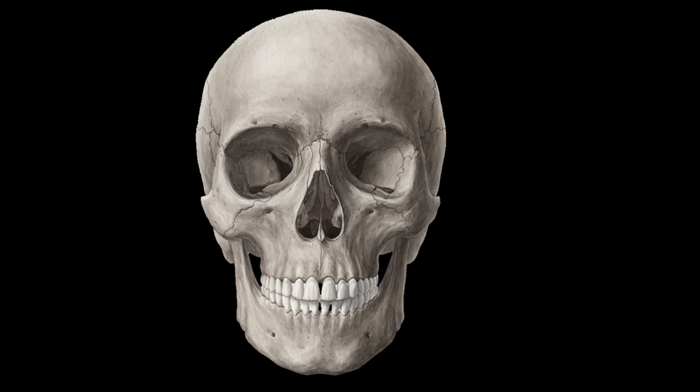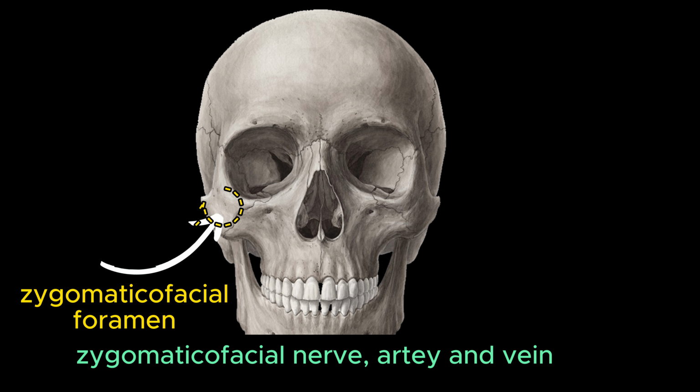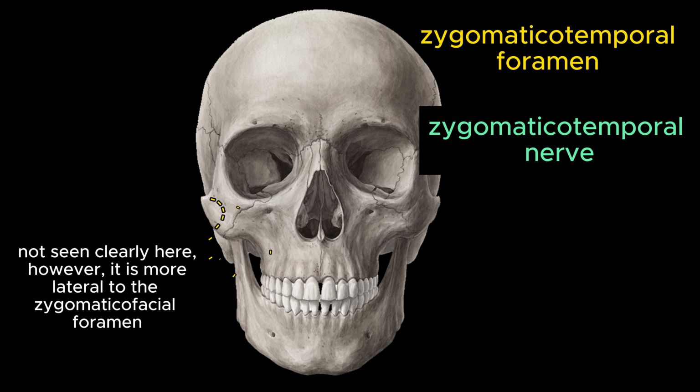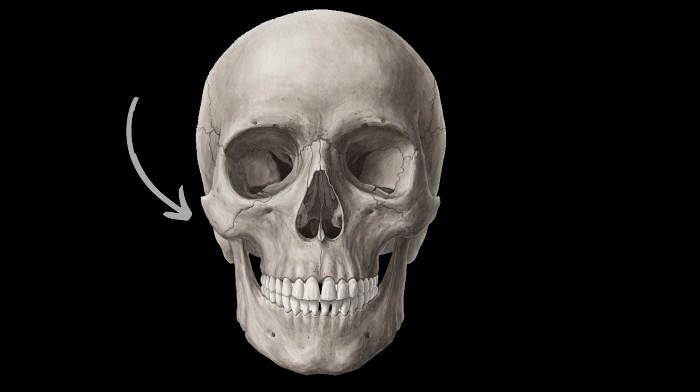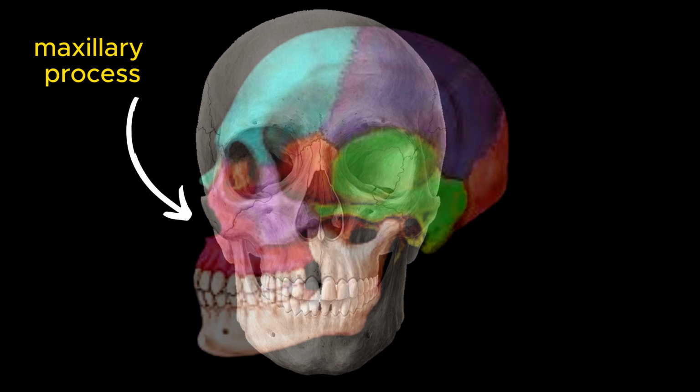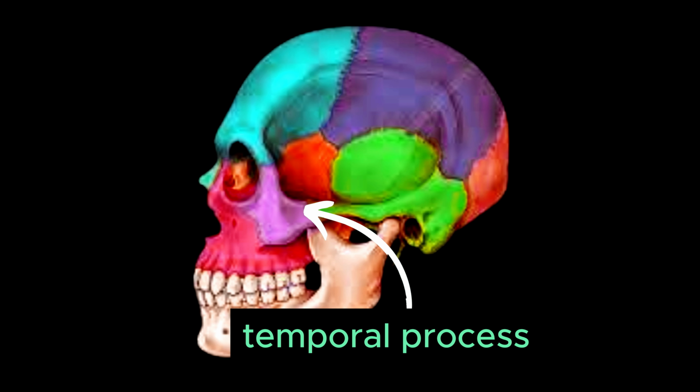It houses the zygomaticofacial foramen, which transmits the zygomaticofacial nerve, artery, and vein between the orbit and the face. It also houses the zygomaticotemporal foramen, which transmits the zygomaticotemporal nerve from the orbit to the temporal fossa. There is the presence of the maxillary process of zygomatic bone and the temporal process of zygomatic bone.